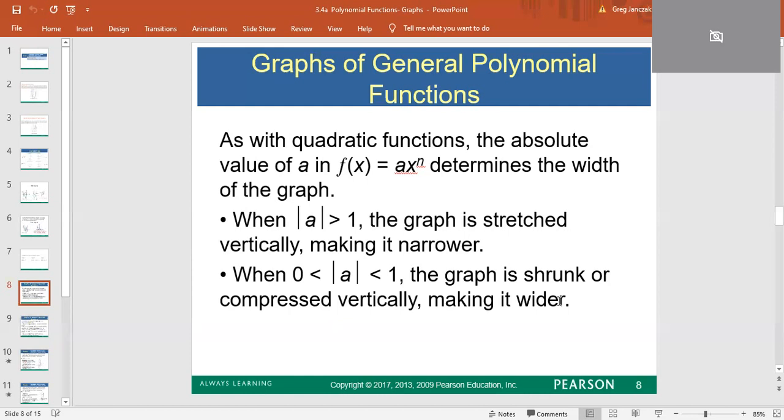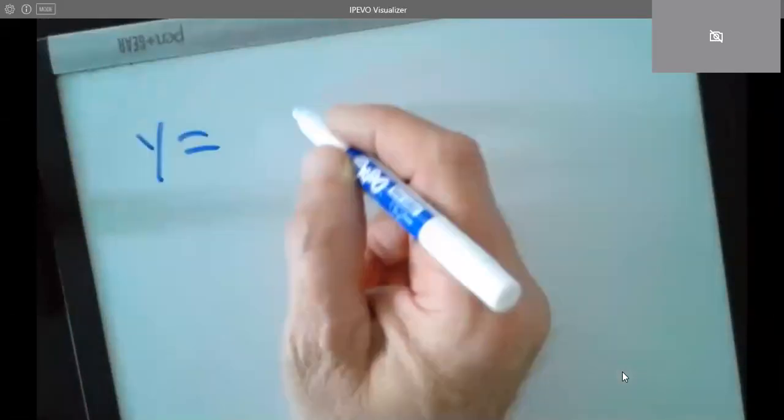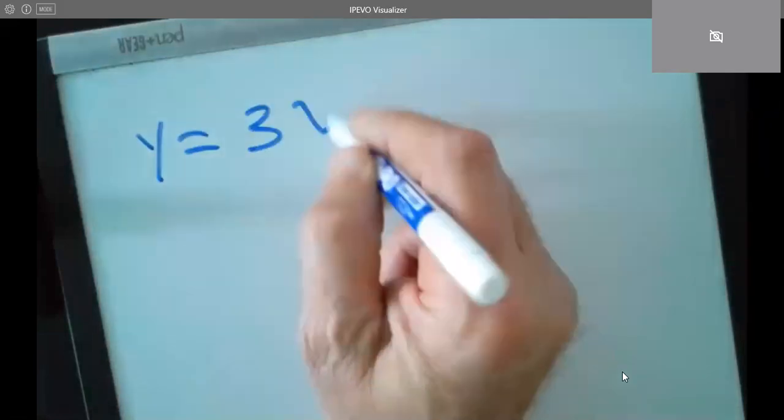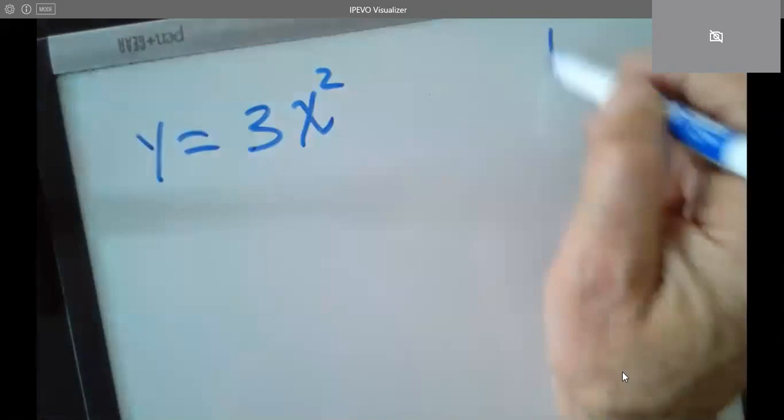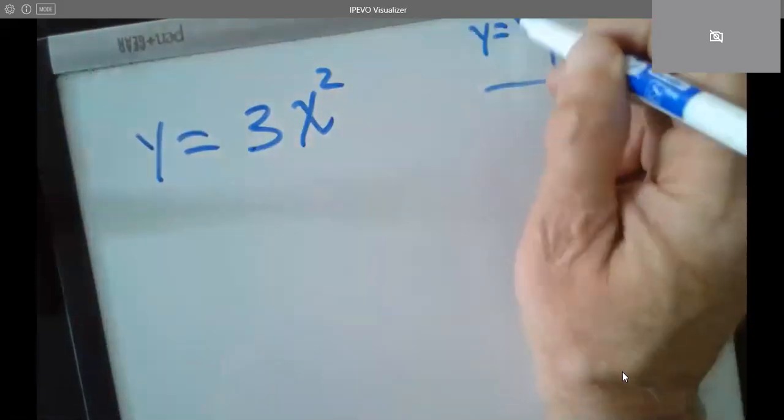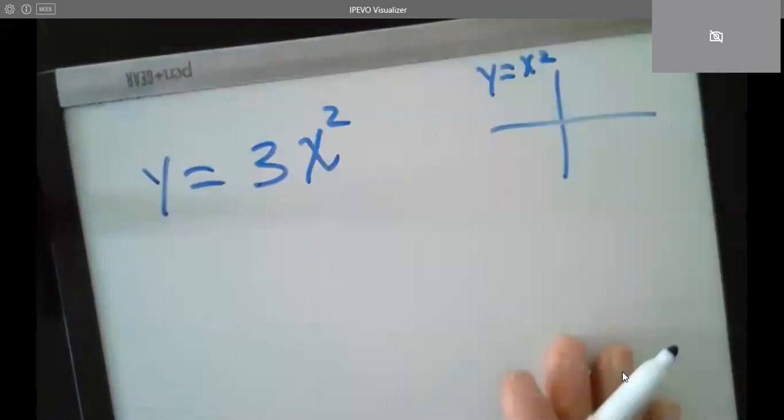So let's see what that looks like on the board. Well, let's see what we get here. So in other words, if we have something like this, y equals 3x squared. Well, y equals x squared, we'll call this the parent graph.